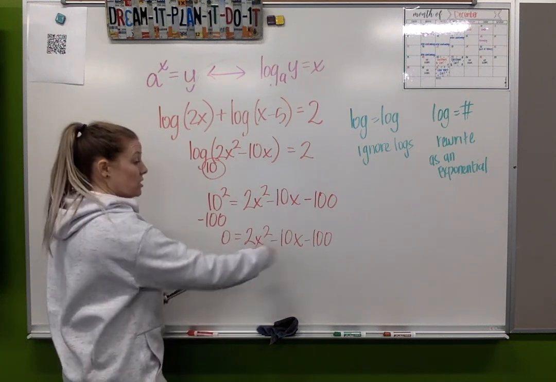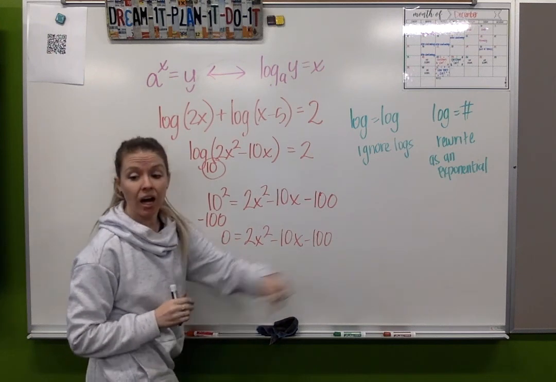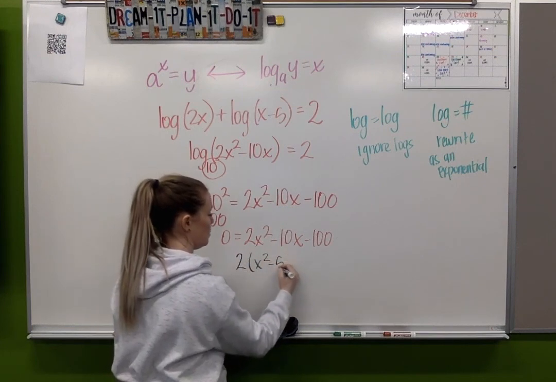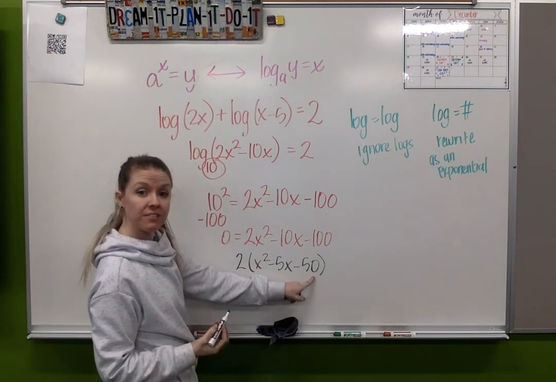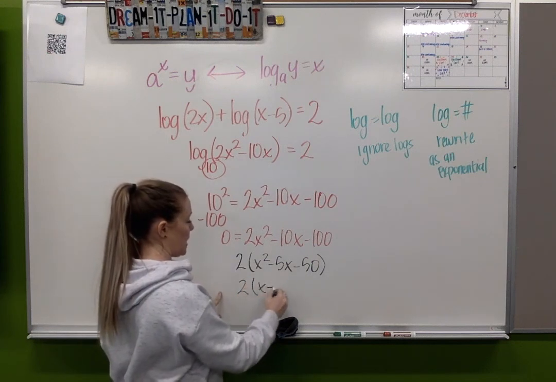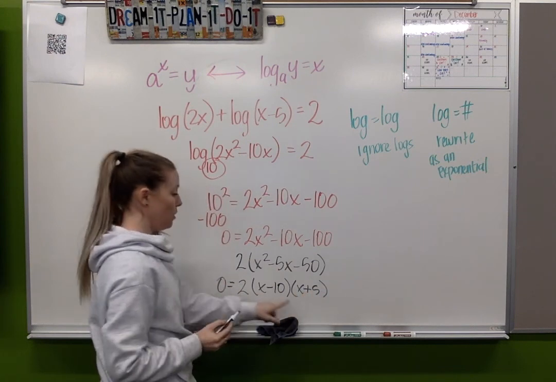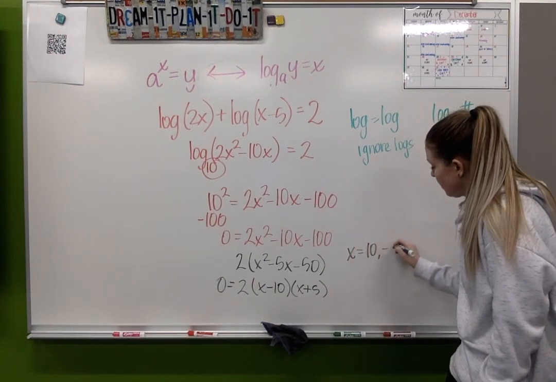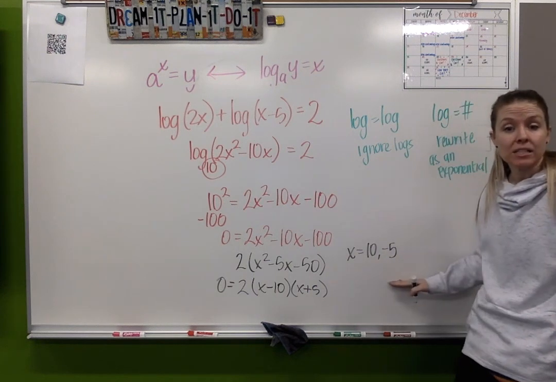All right, to solve this now, I'm going to factor it. 2x squared, 10x, and 100 have 2 in common, so I'm going to factor the 2 out. And now I'm going to factor: what are factors of 50 that'll combine to equal negative 5? So when I factor that, I'm going to get x minus 10 and x plus 5. From my factors, I'm going to get the solutions 10 and negative 5. So algebraically, these are my solutions.